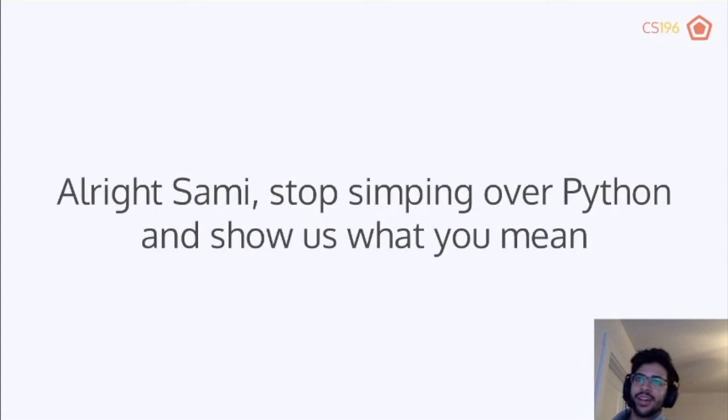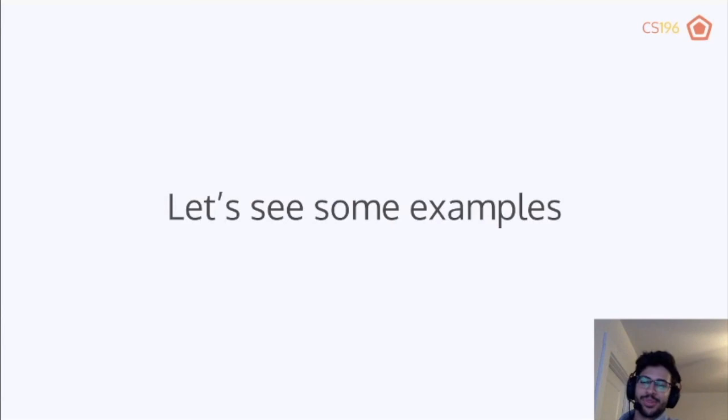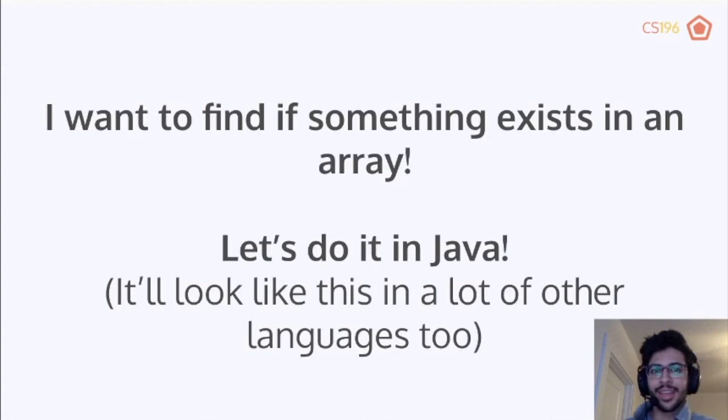I will show you some examples. So let's see some examples. Let's say I want to find if an element exists in an array, if something is inside of an array. If I have an array of numbers and I want to see, for example, if 5 is in that array. So let's see what this would look like in Java, for example.